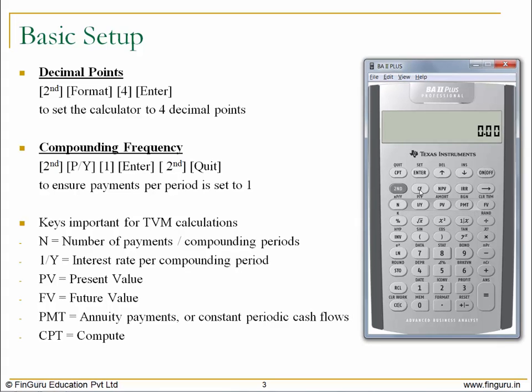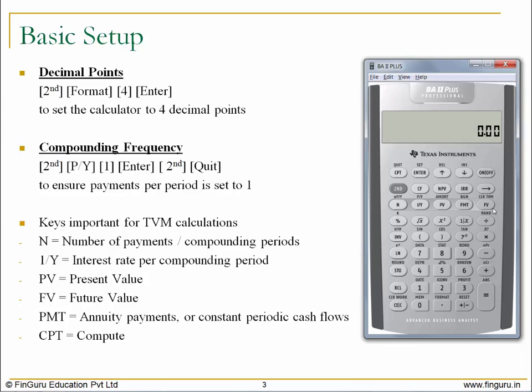This here is the CF button, which stands for cash flow. We will use this button to calculate the net present value and the IRR functions. This here is the backspace key.